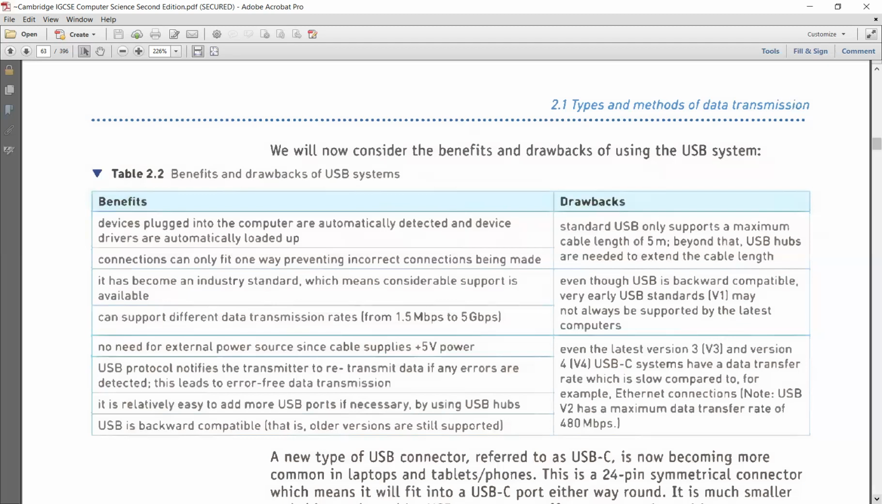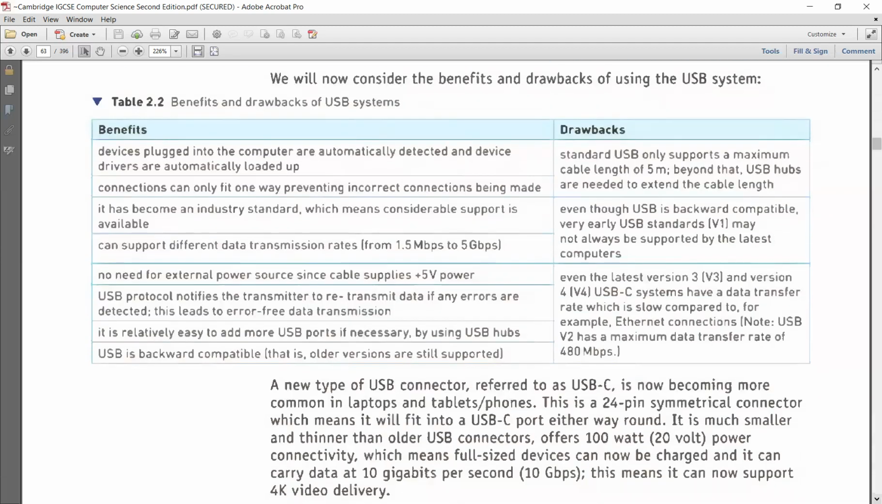Even though USB is backward compatible, very early USB standards, version 1, may not be supported anymore by the latest computer systems. Even the latest version 3 and version 4, USB-C systems have a data transfer rate which is slower compared to, for example, Ethernet connections. And this Ethernet connection is not in your syllabus. You will study it, inshallah, in the A levels. But that is also mentioned here for your own benefit.